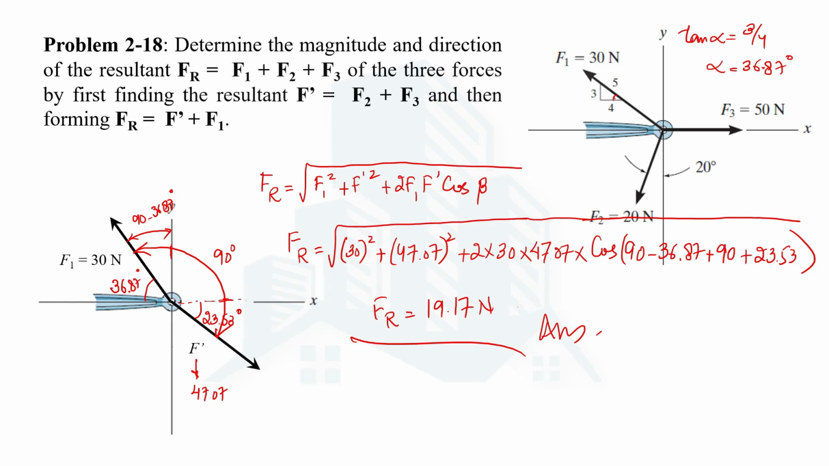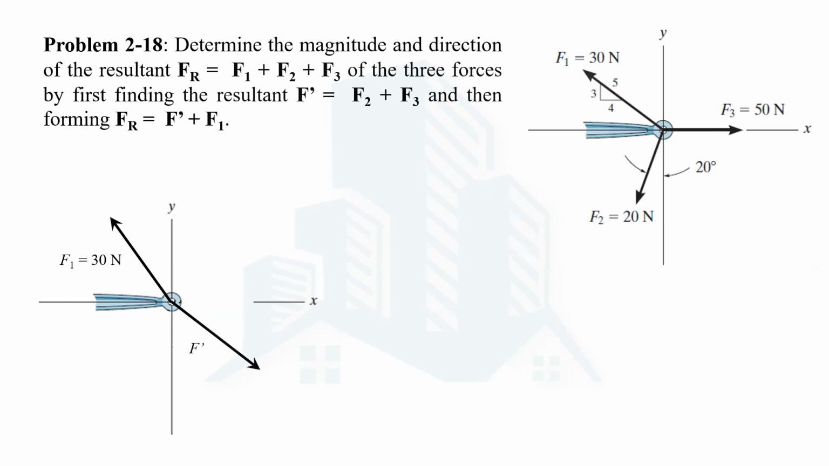For direction, again we are going to use the sine law. We'll keep one force at the same position, we'll displace the other force. So I'm displacing F1 force. So this closing side will now be equal to the resultant force. We just have calculated that. That is 19.17 Newton. So we know a few of these angles.